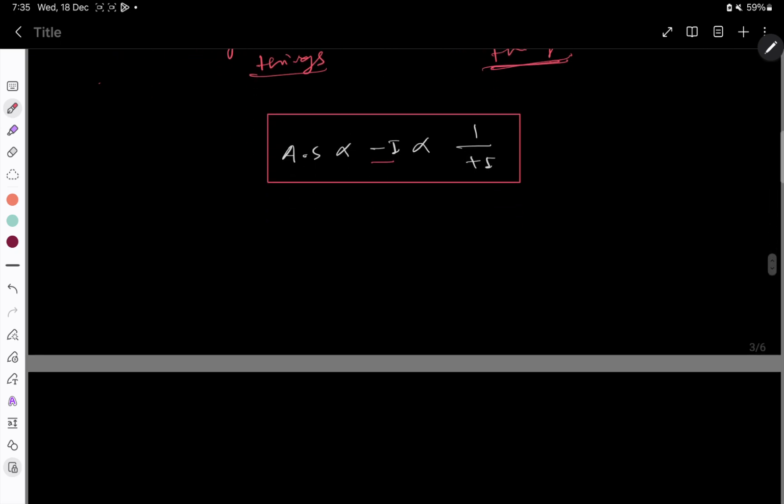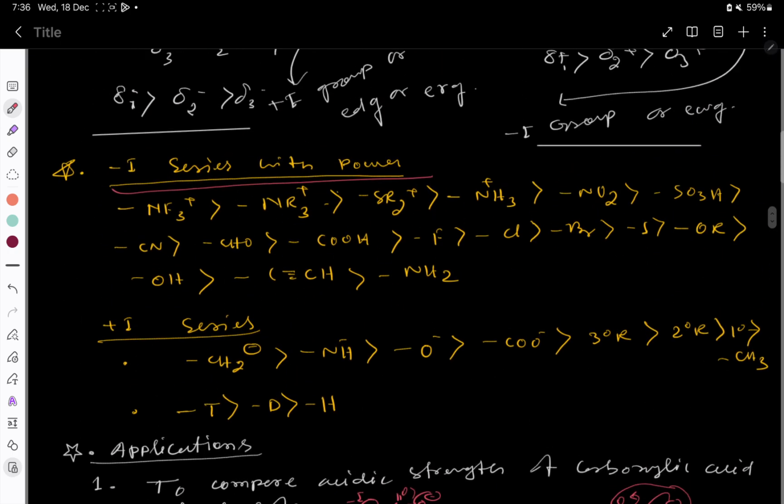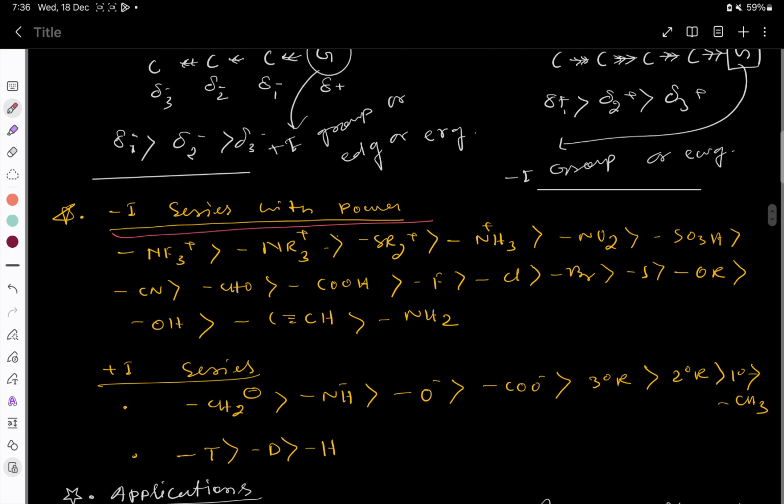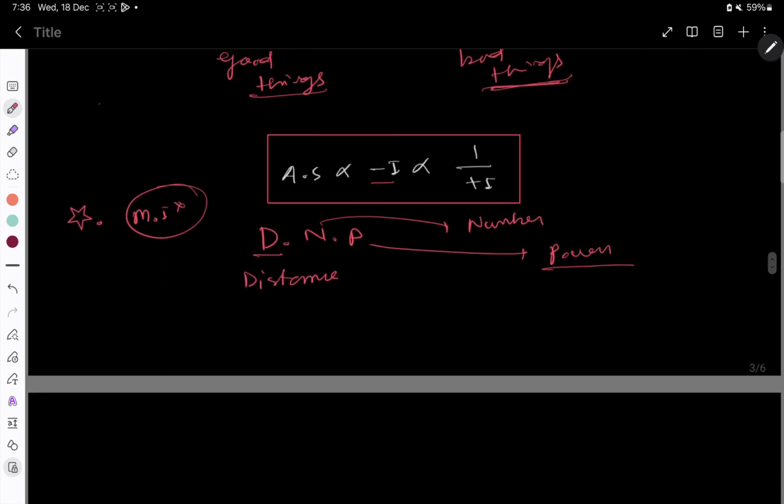The most important thing, I'm telling you, is that it follows the DNP rule. D means distance, N means number, and P means power. First you check the distance, then the number, then the power. How do you identify which one has more power and which has lower power? That's why I already gave the sequence of the minus I series and plus I series. Basically you have to remember all these things.